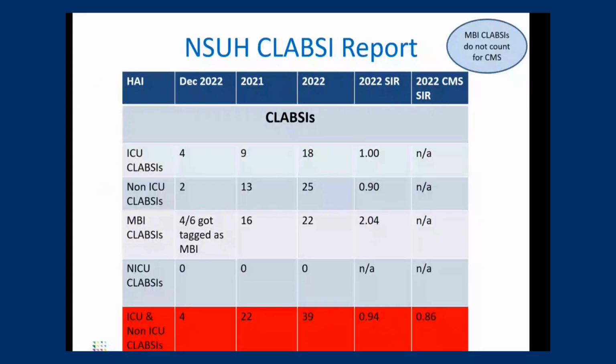Here's just a quick chart to go over North Shore's CLABSIs. Looking at the bottom, let's focus on 2021 and 2022 with ICU and non-ICU CLABSIs. In 2021, we had 22 total, and in 2022, it almost doubled to 39. Our 2022 SIR was 0.94, so it's great that it's under 1. But again, for Center for Medicare and Medicaid, we want it under 0.86, so just a goal for us in the new year.